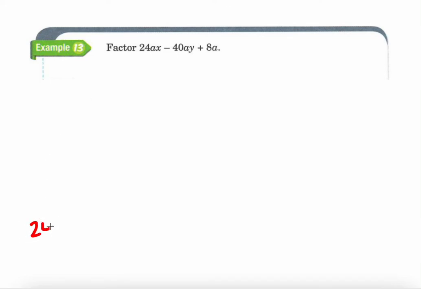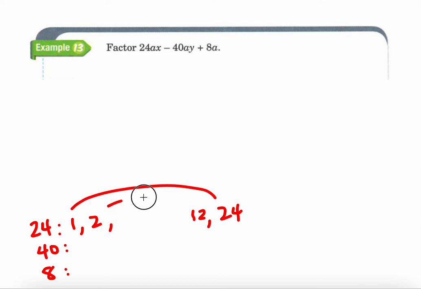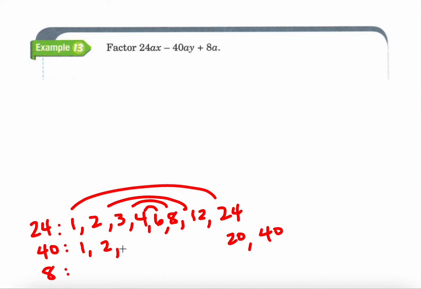All right, so first off, I'm going to list the factors of 24, 40, and 8. 24 is 1 and 24, 2 and 12, 3 and 8, 4 and 6, and nothing in between. 40 is 1 and 40, 2 and 20, 3 doesn't work, 4 and 10, 5 and 8, and then 6 and 7 don't work. Okay, 8 is 1 and 8, 2 and 4, and 3 doesn't work in between.